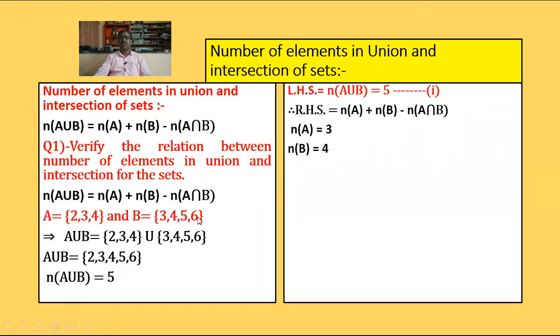1, 2, 3, 4. n(B) is equal to 4. And to find n(A intersection B), first find A intersection B.